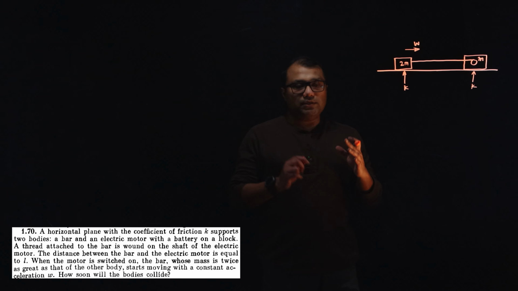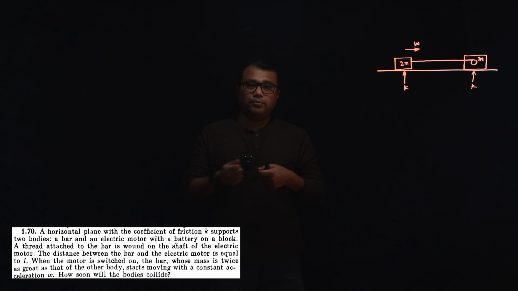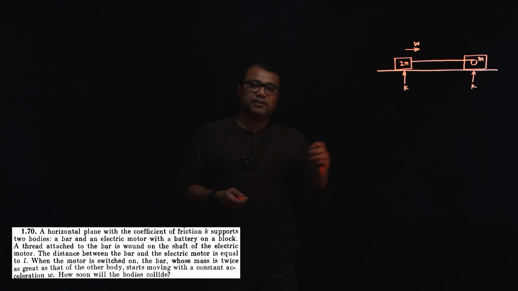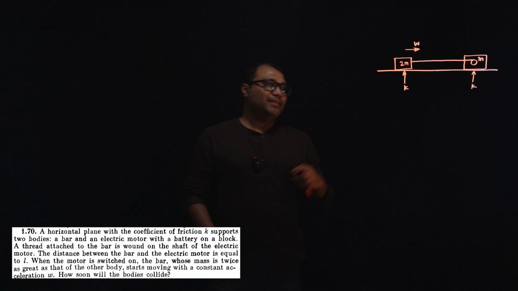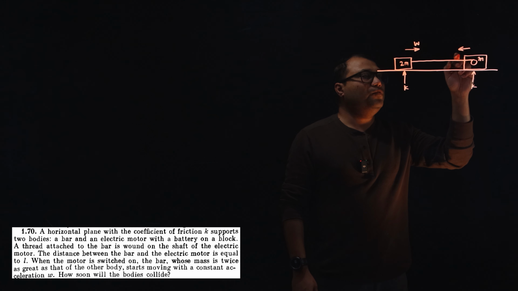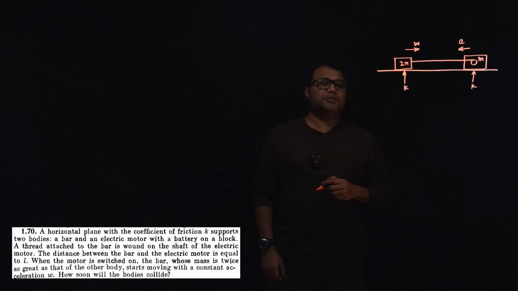Now just think of this for a moment. When you are pulling another body towards you, the other body moves towards you, but putting aside the physics, just think of the other body. If it is double your mass, then you might also move towards that body. That's exactly what will happen here. This battery will also start moving, let's say with some acceleration A, towards the mass 2m.